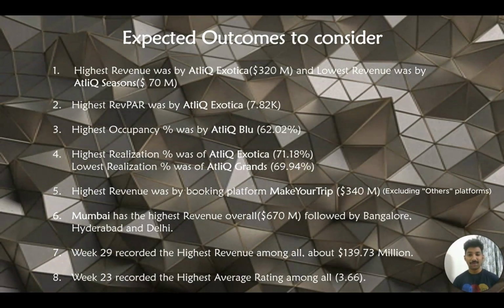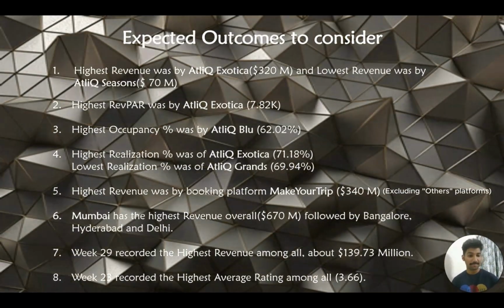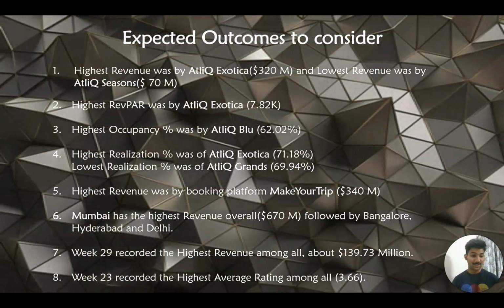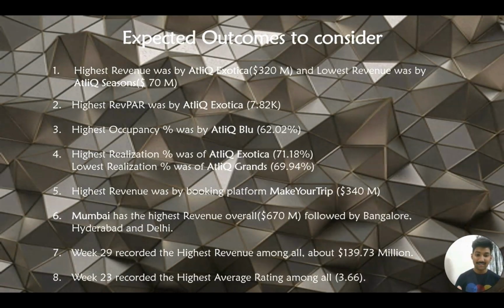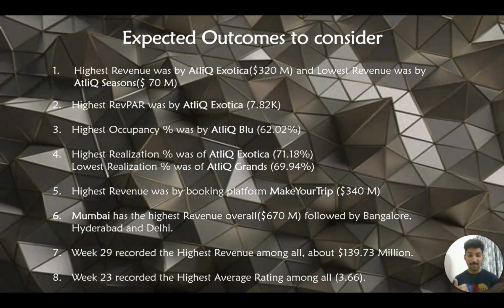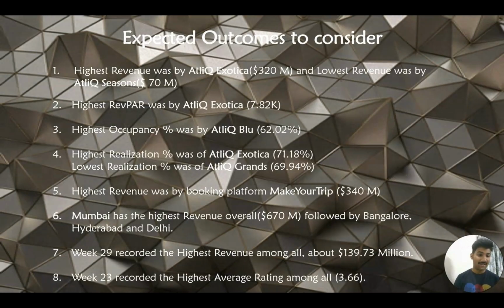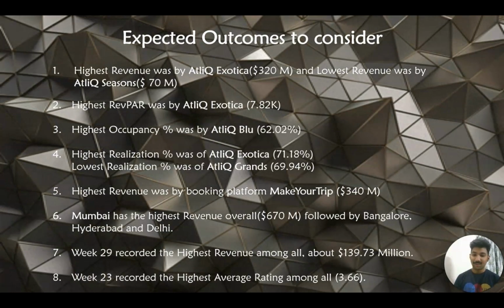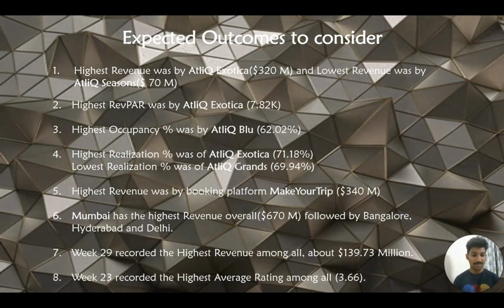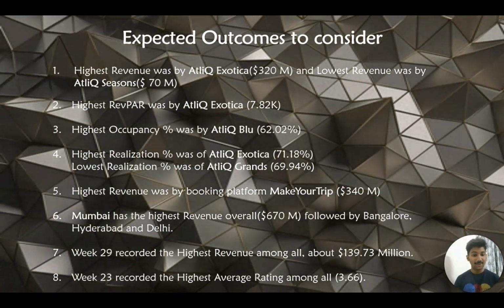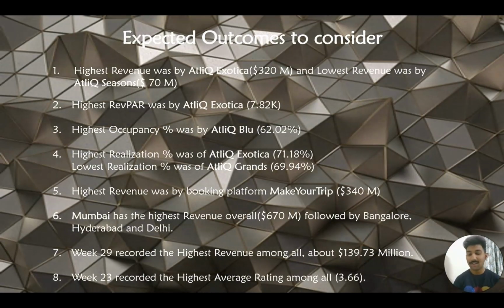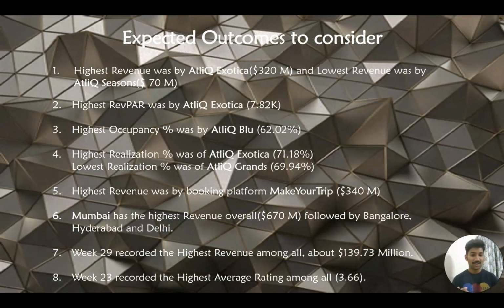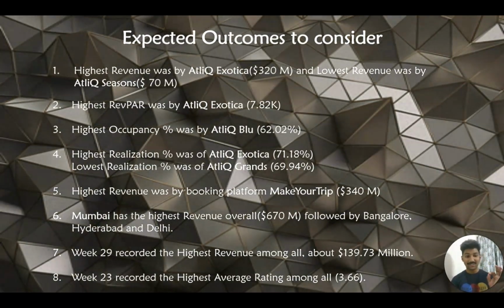Then the highest revenue was by the booking platform MakeMyTrip at $340 million. Then Mumbai has the highest revenue overall at 670 million, followed by Bangalore, then Hyderabad, and then Delhi. Week 29, as we found out ourselves, recorded the highest revenue among all, which was about $139.73 million. And lastly, week 23 recorded the highest average rating among all, 3.66.